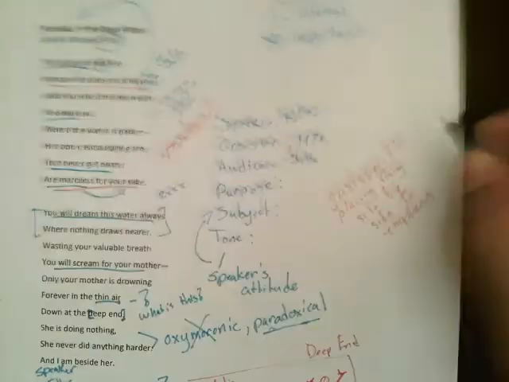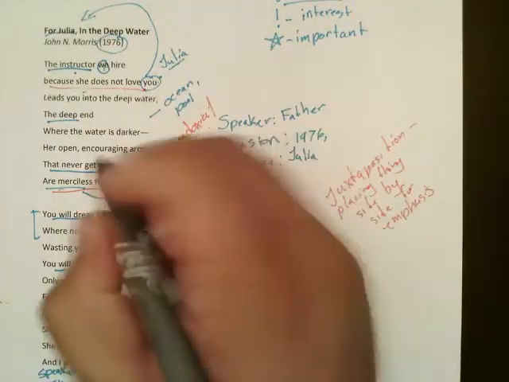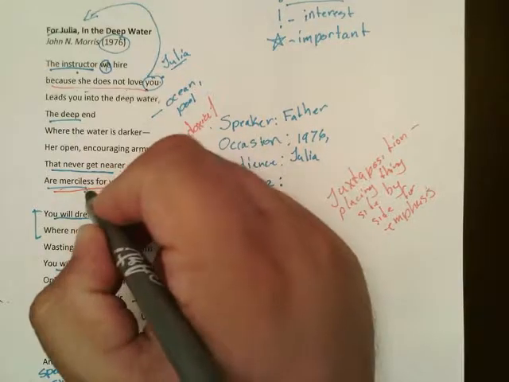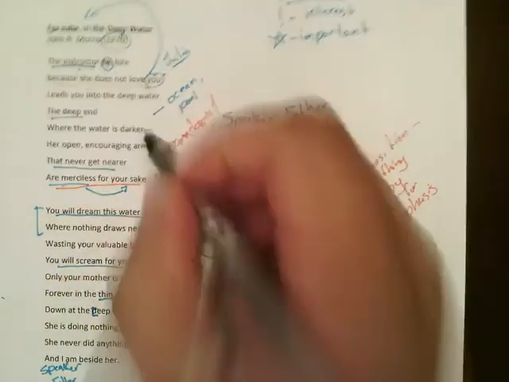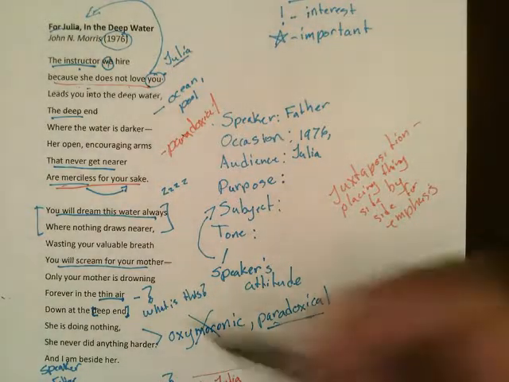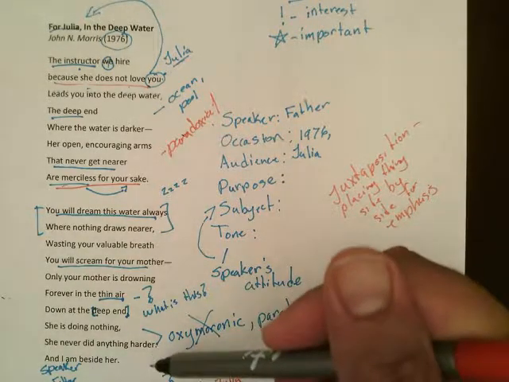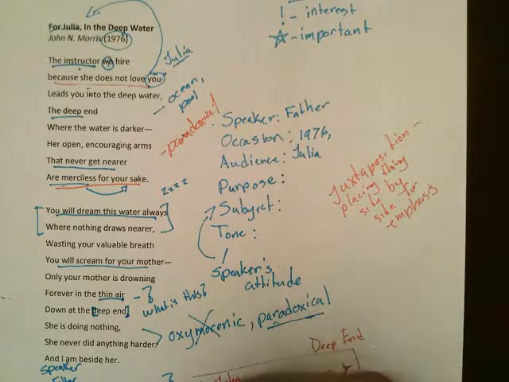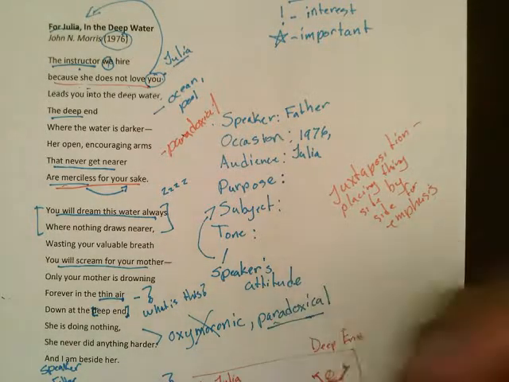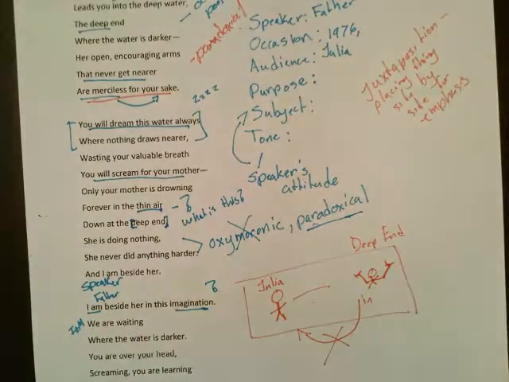And the reason why I'm defining this for you is we have this juxtaposition here, again a paradox, of encouraging arms next to merciless. So I'm seeing the juxtaposition of opposites, of encouragement but no mercy. Down here I saw the hardest thing she's ever done. I saw over here living in something that's deadly. So I'm seeing this juxtaposition of opposites. Okay, next stanza. You will dream this water always.